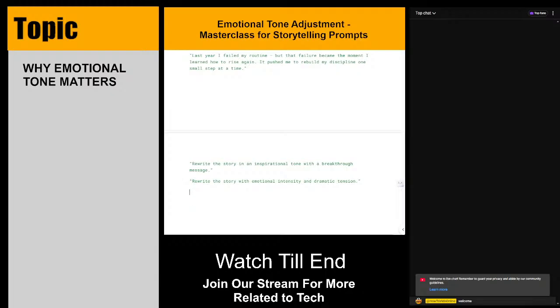Similarly, we have the humorous tone, nostalgic tone, and vulnerable tone. These are different tones we can use for our storytelling to make it more engaging and get user attention.